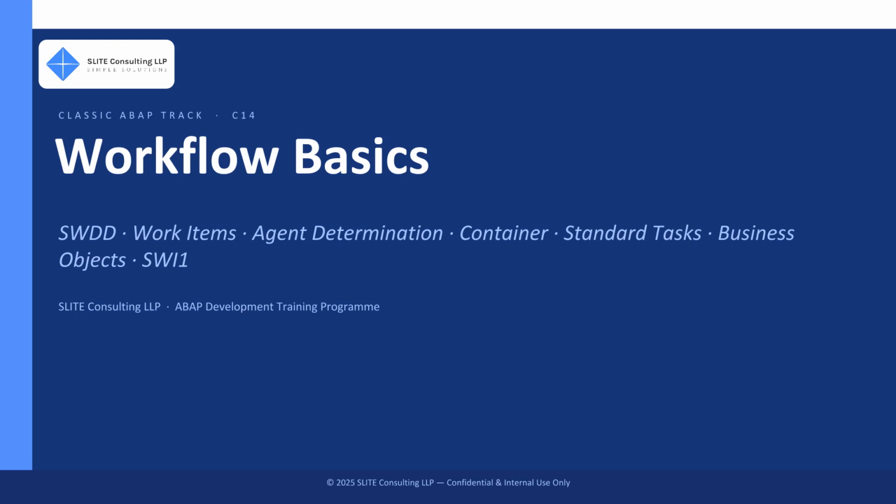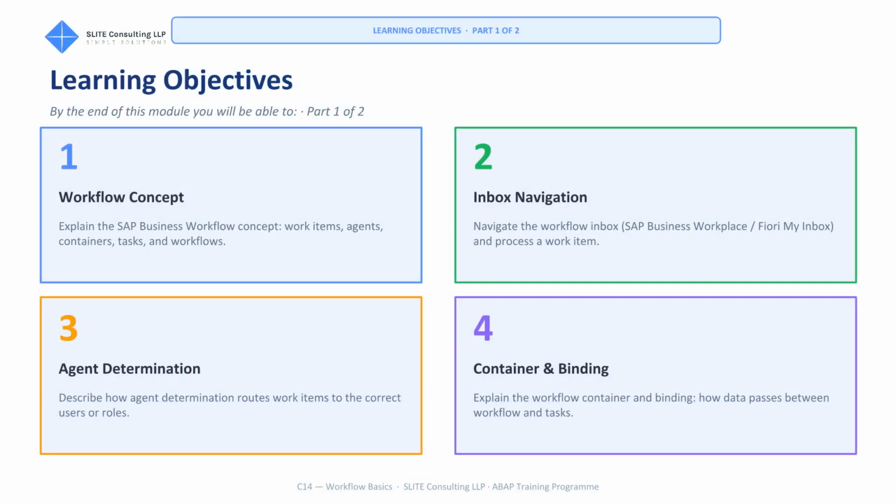The answer is SAP Business Workflow, the process automation engine built into every SAP system. It routes work items to the right people, tracks decisions, escalates overdue approvals, and connects business events to human actions. This module shows you the core concepts and how to build, trigger, and monitor workflows from ABAP. These first 4 objectives lay the foundation.